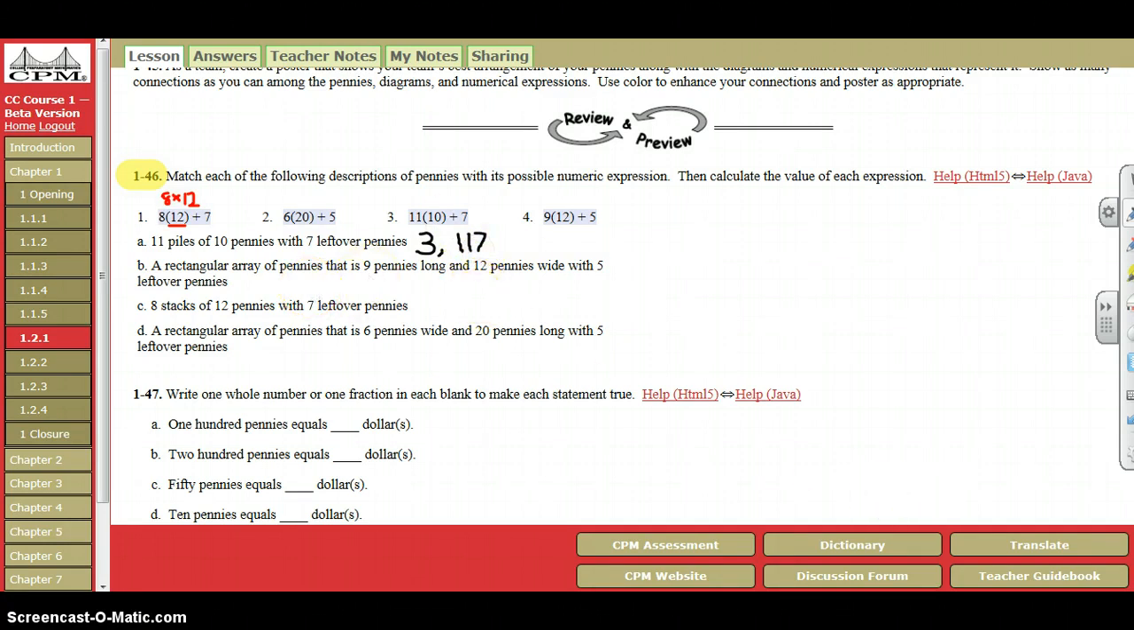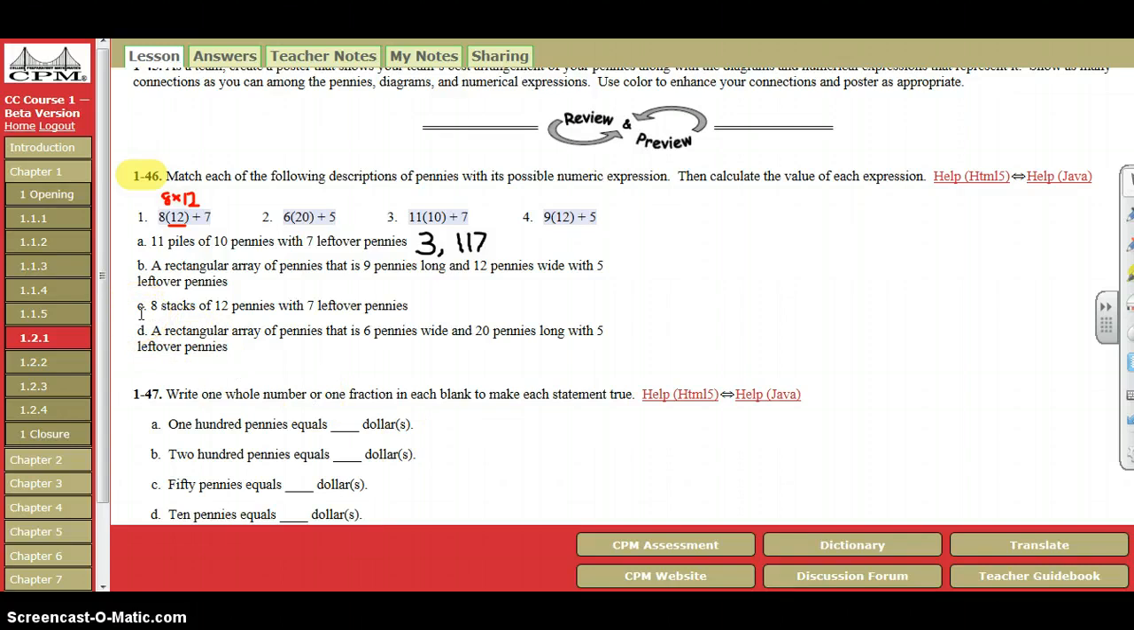I'm going to go ahead and read through B, C, and D for you, and feel free to pause at any time as you're looking over the expressions and trying to figure out which one matches. So let's look here at 146B. A rectangular array of pennies that is 9 pennies long and 12 pennies wide, with 5 leftover pennies. Figure out if it's expression 1, 2, or 4 at this time. And don't forget to solve.